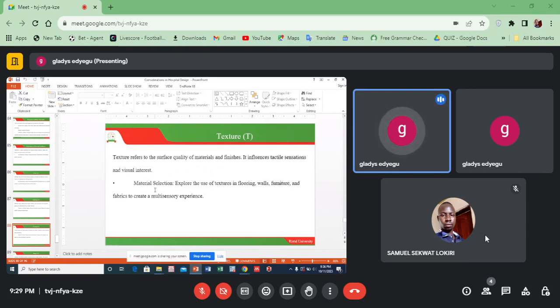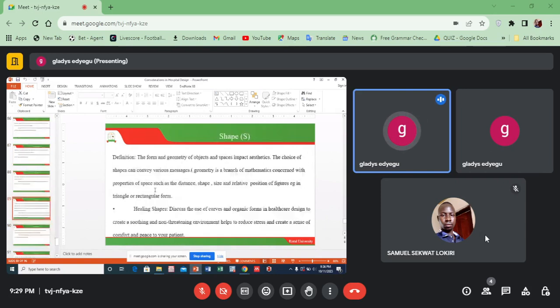So the texture is very key when you're designing your hospital. When you're looking at the aesthetics, you have to put that into consideration so that you are able to maintain the beauty of each and everything surrounding your patients.